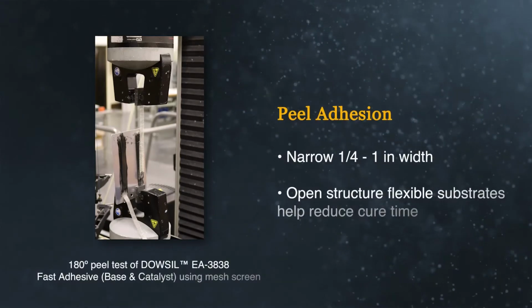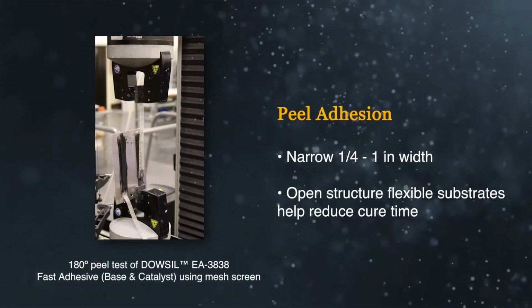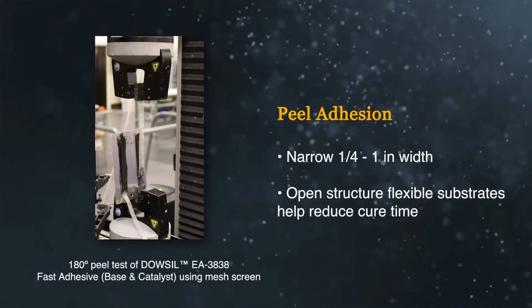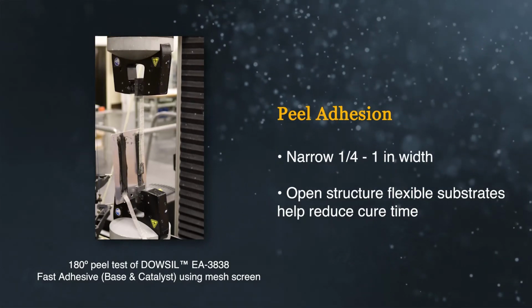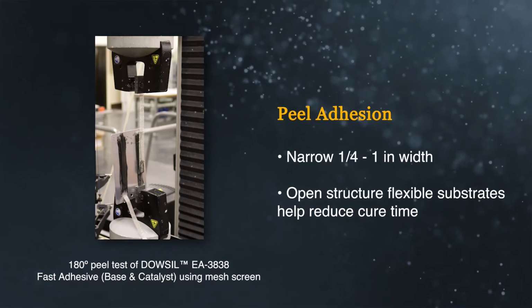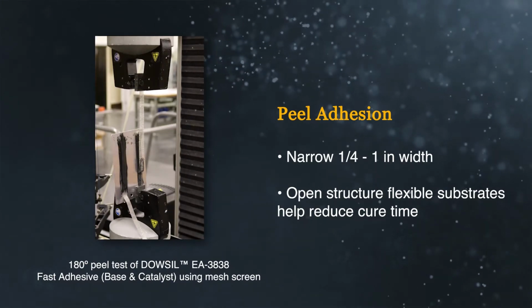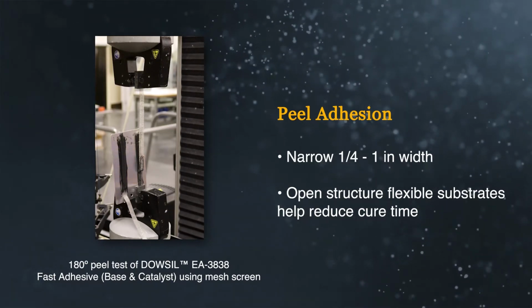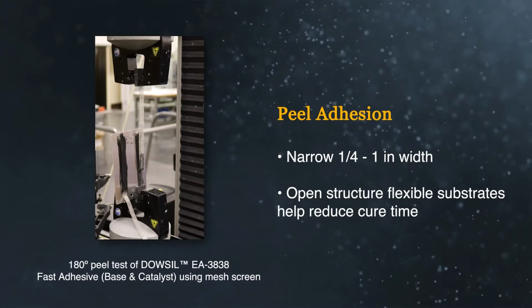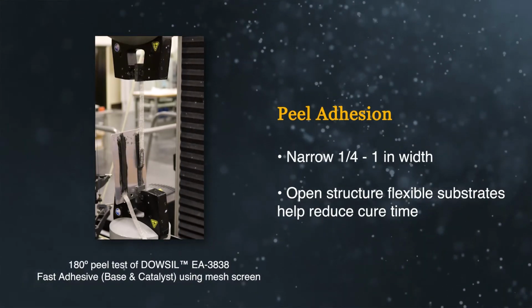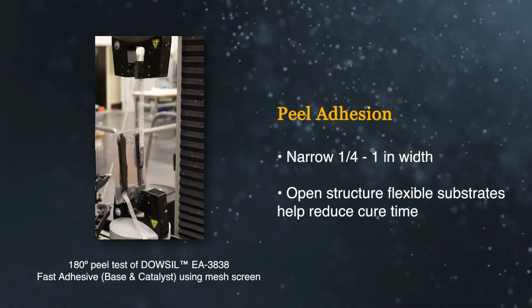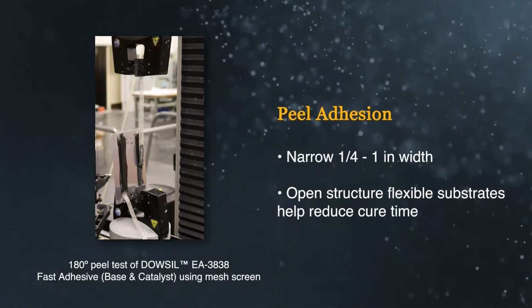Peel adhesion testing is a very common method to measure adhesion of thin coatings and moisture cure sealants. Peel testing consists of curing an adhesive between a rigid and flexible substrate. After curing, the flexible substrate is peeled away at either 90 or 180 degrees from the rigid substrate. The flexible substrate is typically a mesh, screen, film, or fabric.